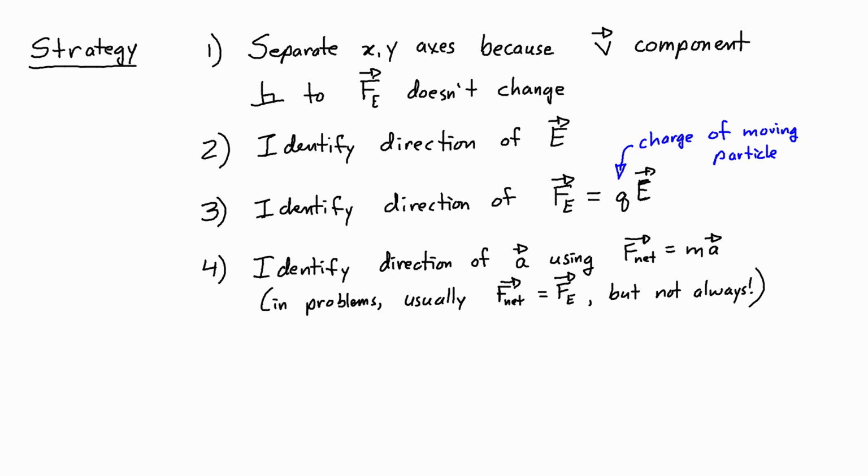This strategy reflects the causality in the sense that the electric field causes the electric force, that force causes acceleration, and the acceleration is what ends up revealing itself as that parabolic trajectory.